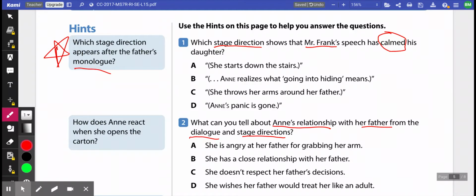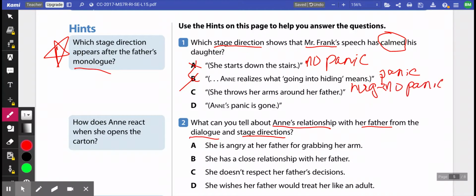Well, she starts down the stairs. She's not panicking yet. She's going down the stairs because she doesn't think there's any problem or any trouble yet, because that happens earlier. So that's not our answer. B says Anne realizes what going into hiding means, and this is when she starts to panic. And if she's starting to panic, she's not calm. C says she throws her arms around her father. Well, that's a hug. No panic.